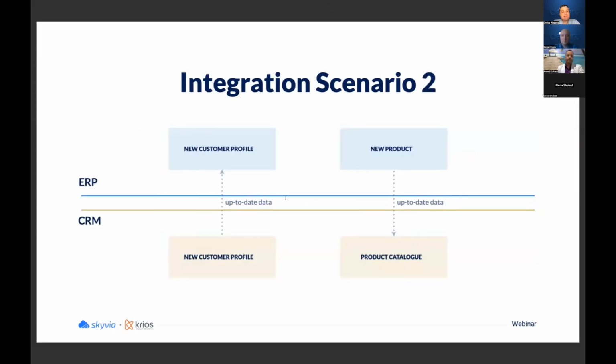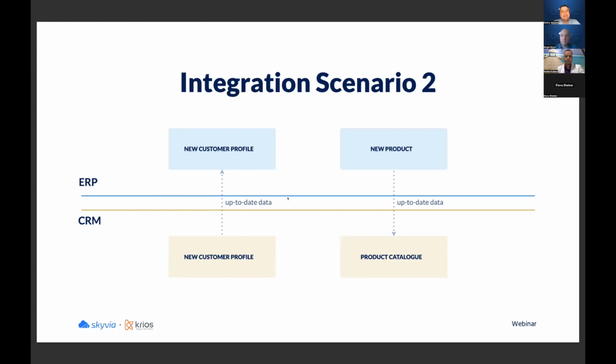So let's discuss the second integration scenario based on the trigger of choice. So the first example, the data integration scenario begins with the creation of a new customer in CRM, which triggers an integration action to create a new customer in ERP. The integration ensures that customer data is consistent and up to date across both these systems.